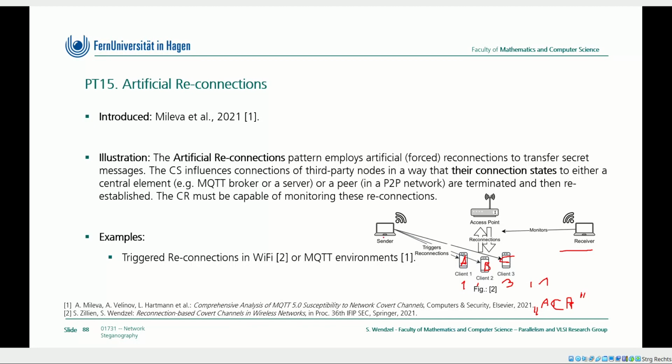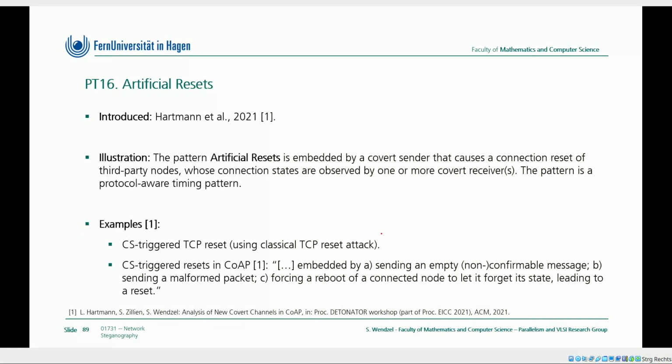Also works for MQTT environments. Rather similar is the artificial resets pattern, also a rather new pattern. It's relying on traditional mechanisms, but it was not studied earlier in the network information hiding context, and the paper here from the Detonator workshop will be published in November 2021.